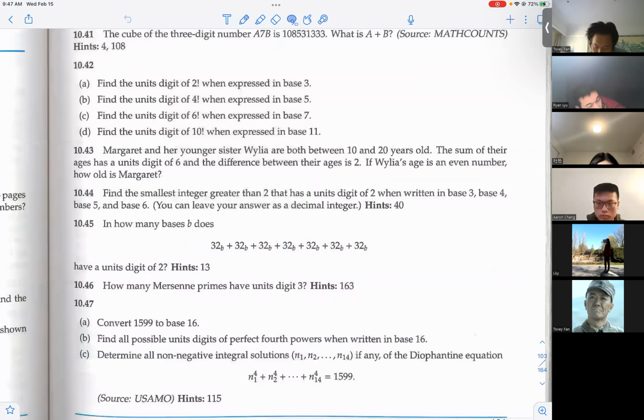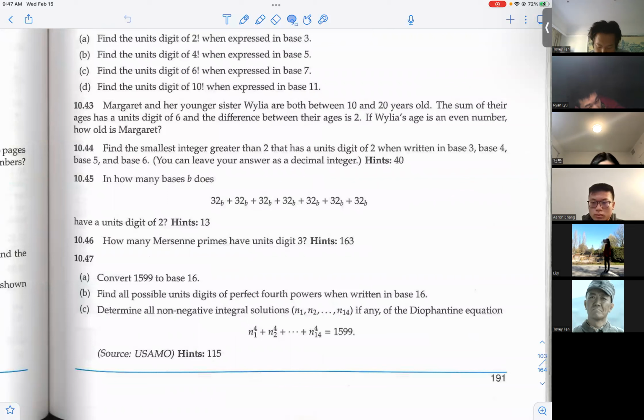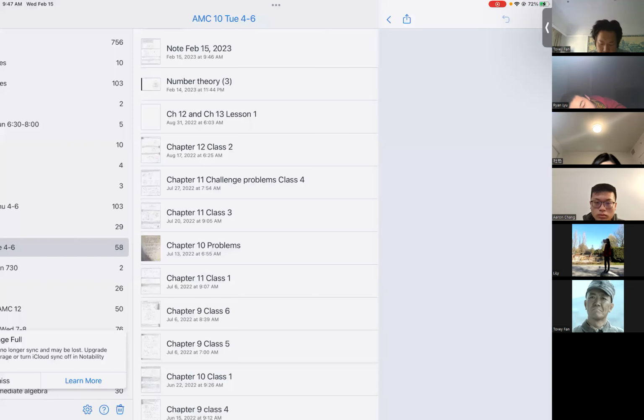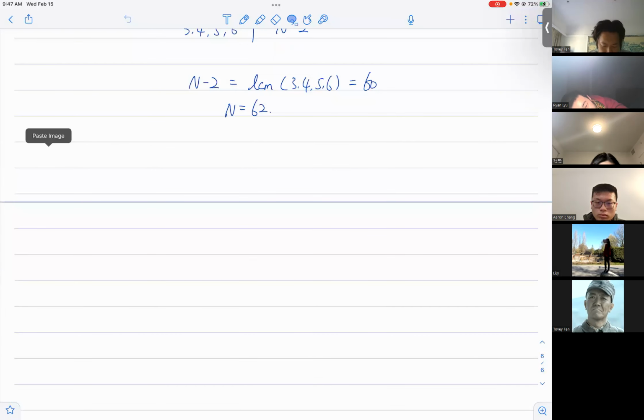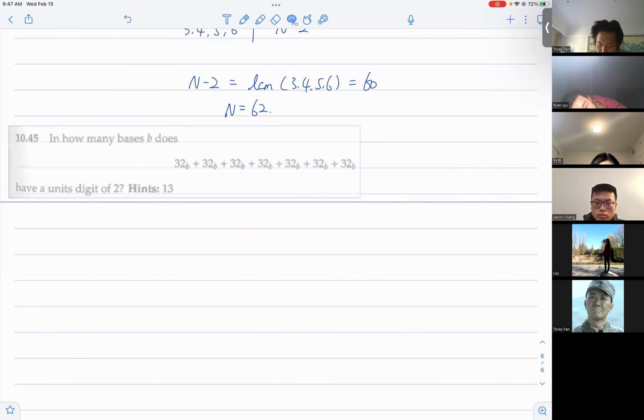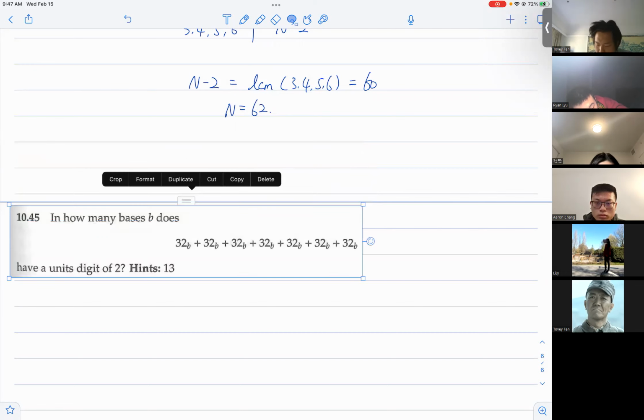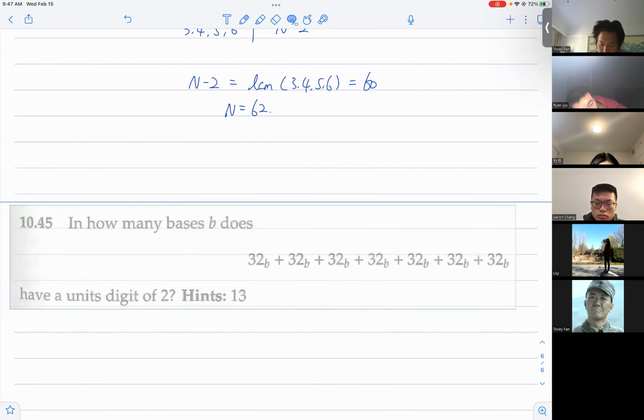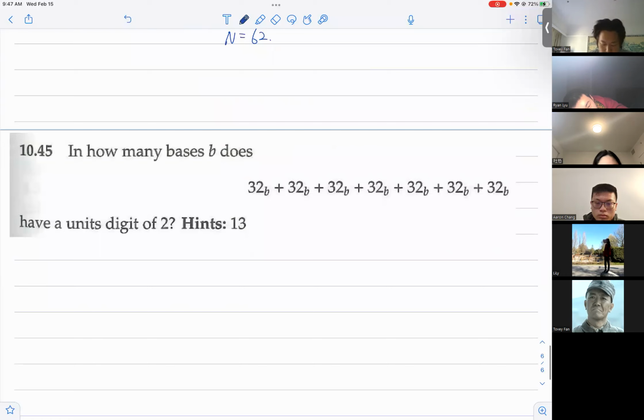Okay, so Lily, let's do one more. Let's do one more. I believe this one shouldn't be too hard. In how many bases B does this have a unit digit of 2?